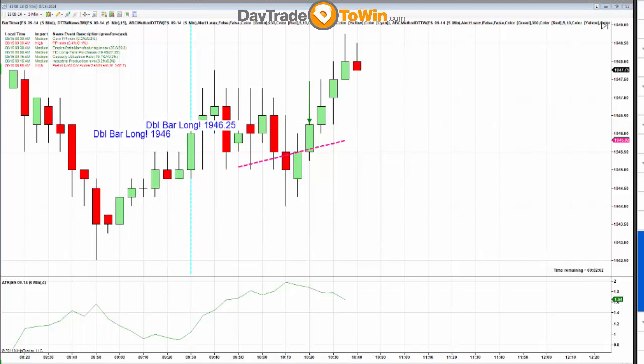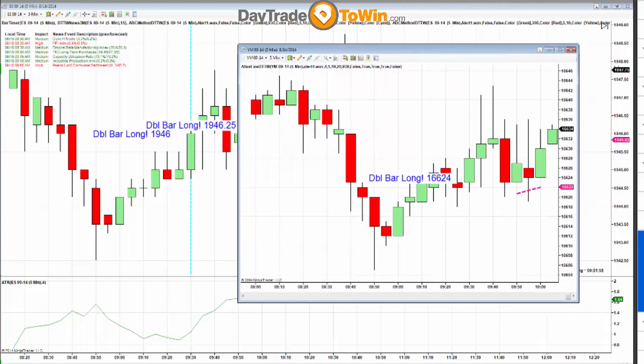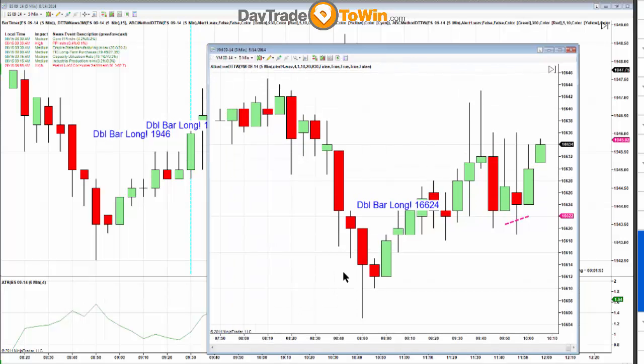On other markets, here's the Dow Jones. A little bit different for the Dow, but the idea is the same. Based off the price action, here are the 2 closes to go long. 16,624, based off the closing price of that candle right there. That's the Dow Jones.